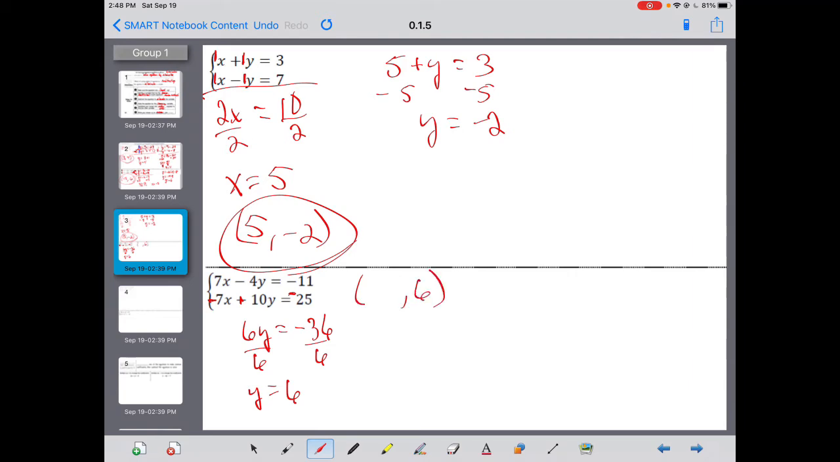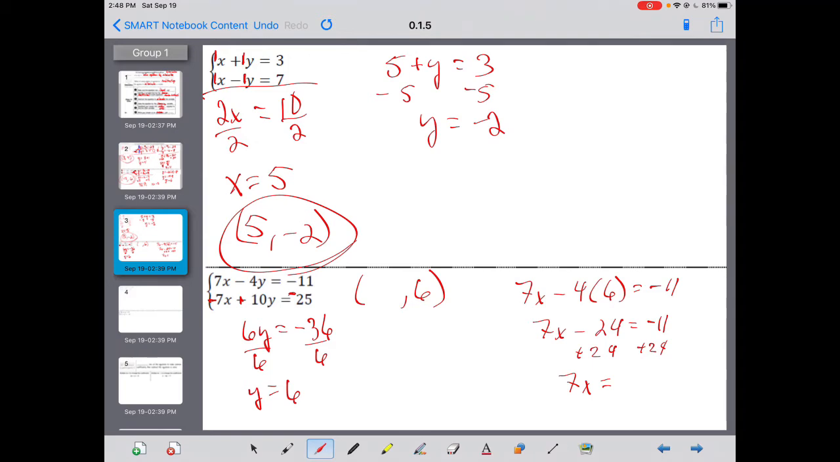So blank comma 6. And then I got to plug it in. I'm plugging it in for y. 7x minus 4 times 6 equals negative 11. 7x minus 24 equals negative 11. Add 24. 7x equals, let's see. Was it a negative? Oh, look at that.